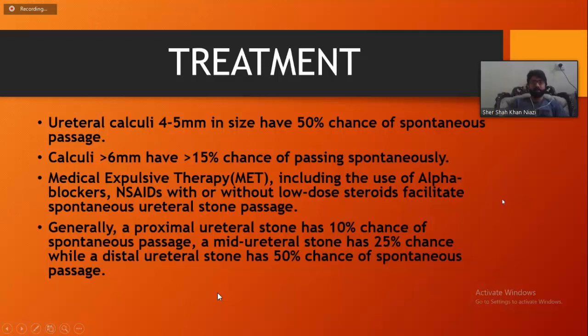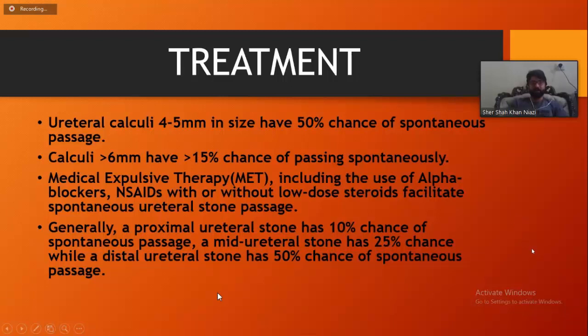Then we have medical expulsive therapy, which includes the use of alpha-blockers, NSAIDs with or without steroids, which also facilitate spontaneous ureteral stone passage. Generally, we say the proximal ureteral stone has a 10% chance of spontaneous passage, the mid-ureteral stone has a 25% chance, while the distal ureteral stone has a 50% chance of spontaneous passage.